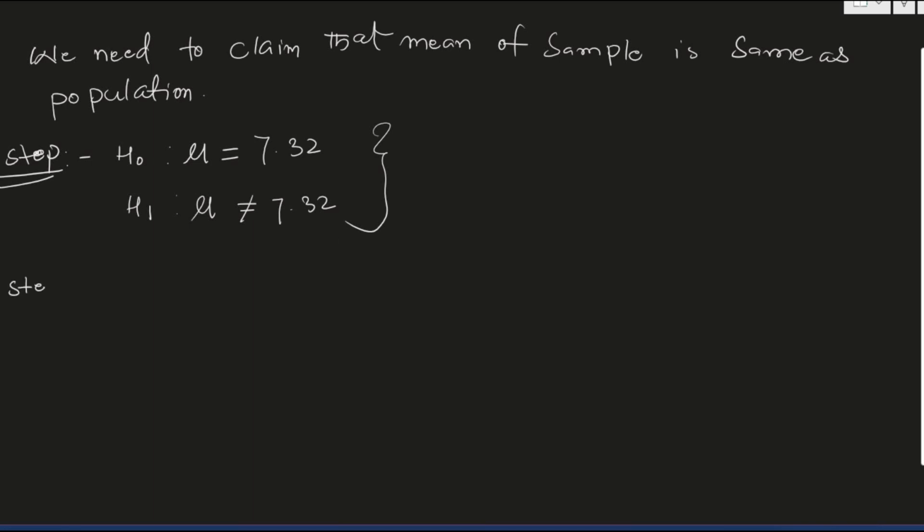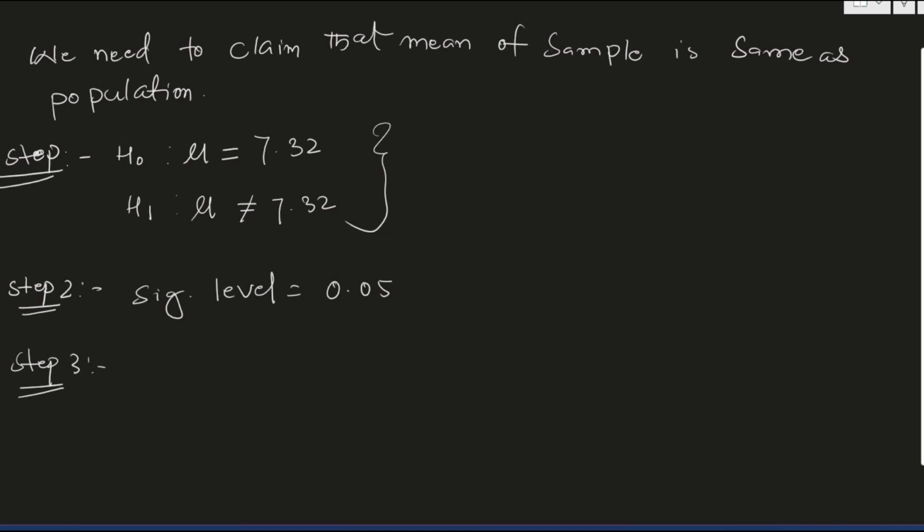Right. Now step number two is level of significance. We have to choose the significance level. So basically, we are considering 0.05, because the confidence interval we are considering over here is 95%. In step three, we have to find the test statistic.